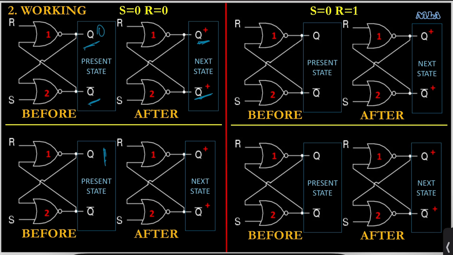So now let us start our discussion with the first part. Herein we are considering S equal to 0, R equal to 0. I will assume that Q is 0 in the first segment and Q bar is 1. So now let us apply S equal to 0, R equal to 0.